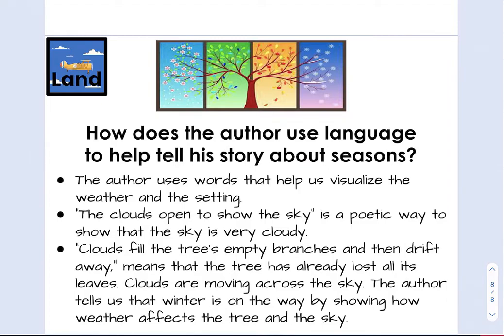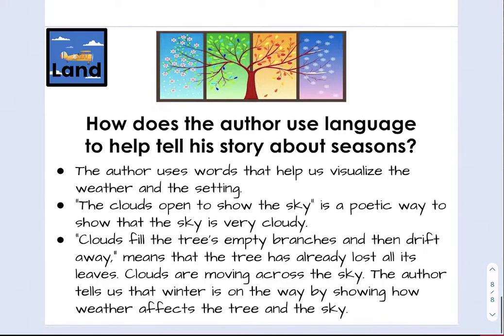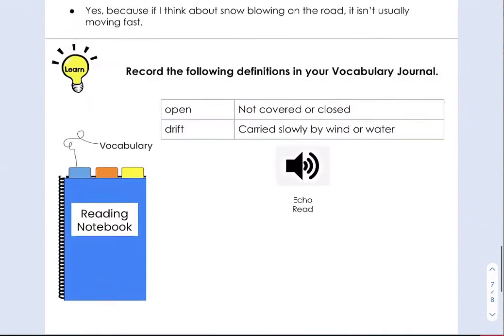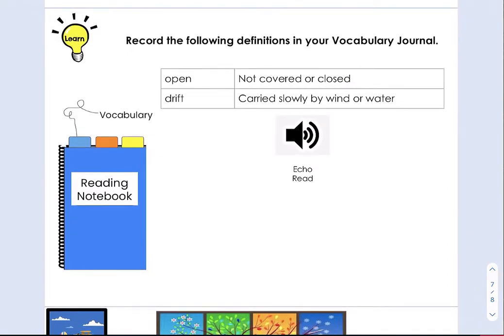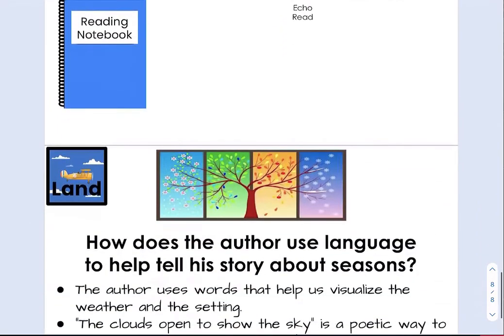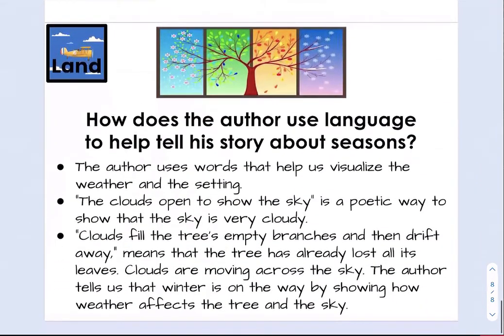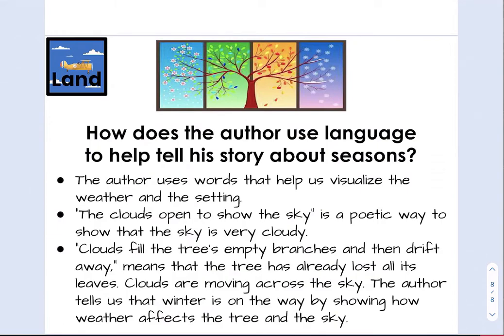So your task today was to add open and drift to your reading notebook in the vocabulary section. I do apologize for the lag on the screen. I know some of my words are not lining up with what you see. It's going a little slow today. But thanks for working with me. If you already added those words to your vocabulary journal, then you are done with this deep dive. Thank you for doing your best, and have a great rest of the day.